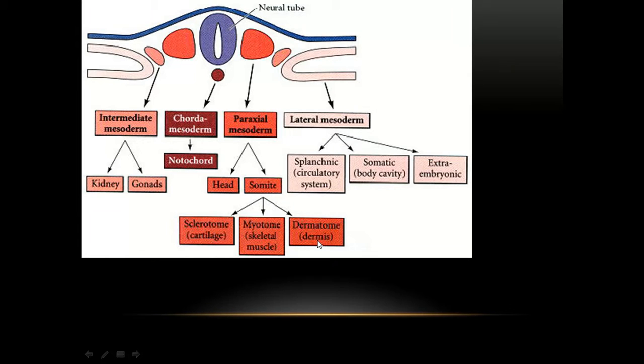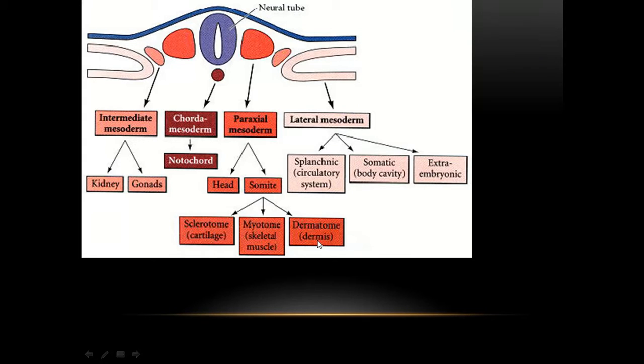Our chordamesoderm, the primary inductor. We remember in the beginning of this lecture we mentioned so much about chordamesodermal tissue becoming notochord, becoming the primary inductor for primary neurulation to take place. On the other hand, intermediate mesoderm, just after the somites, can be seen on both sides also, giving rise to excretory organs like kidneys and gonadal tissue.